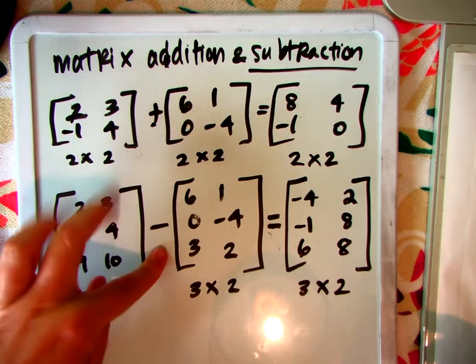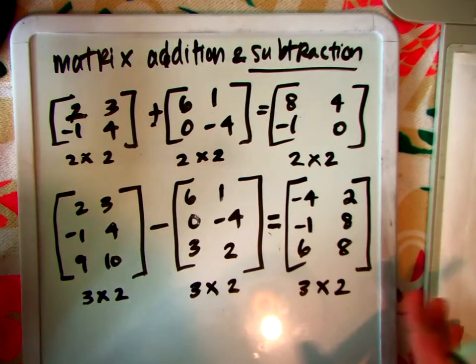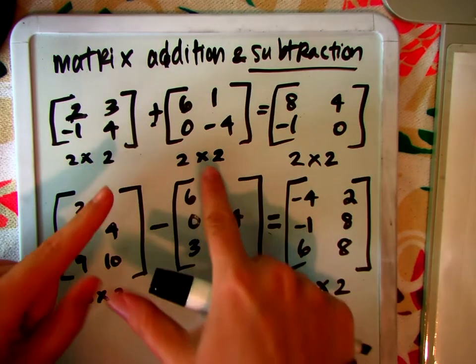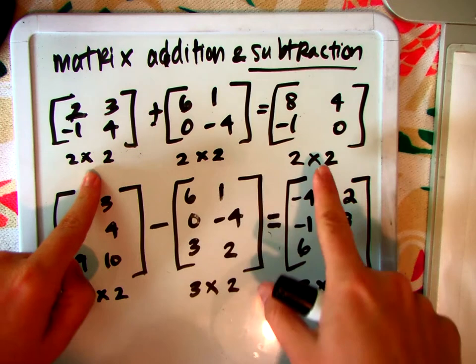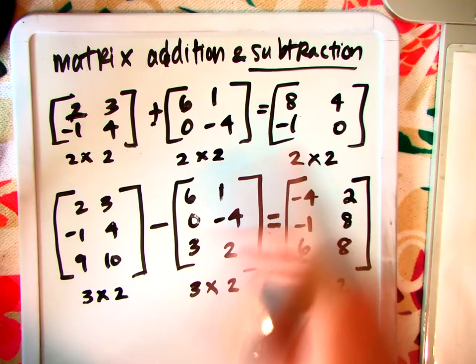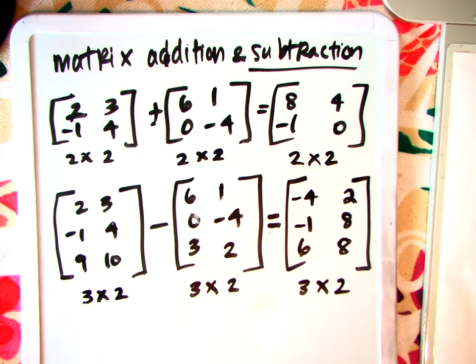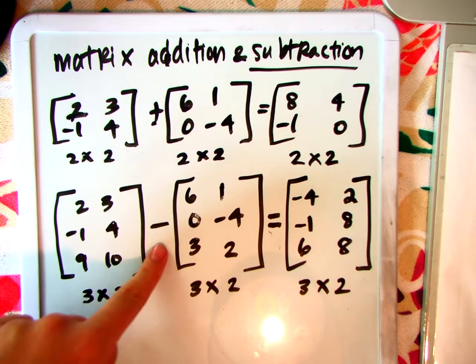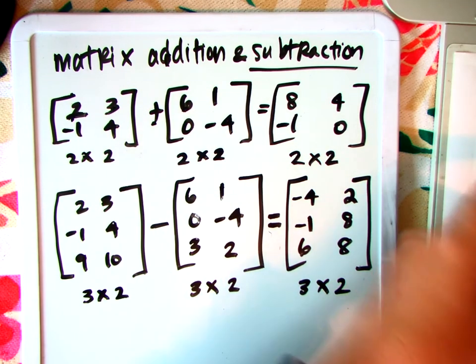So adding and subtracting matrices, the biggest thing that you have to remember is the dimensions must be the same, and then your answer has to match those dimensions. And all we do is combine the entries in corresponding spots so that we can get our answer. And we just use whatever the operation is. So that's adding and subtracting.